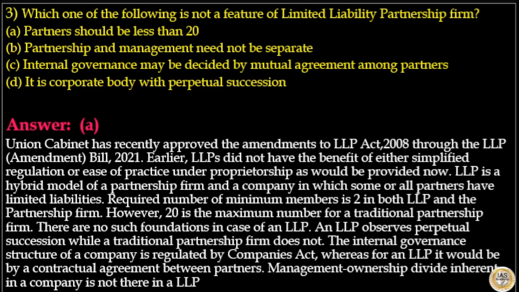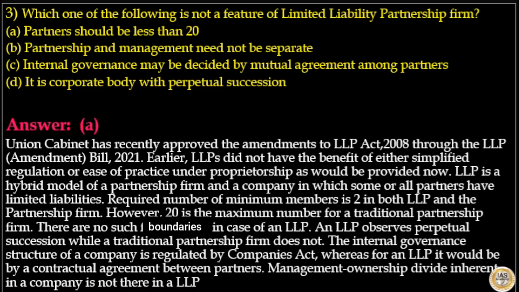Option A is incorrect. Union Cabinet has recently approved the amendments to LLP Act 2008 through the LLP Amendment Bill 2021. Earlier, LLPs did not have the benefit of either simplified regulation or ease of practice under proprietorship as would be provided now. LLP is a hybrid model of a partnership firm and a company, in which some or all partners have limited liabilities. Required number of minimum members is 2 in both LLP and partnership firm. However, 20 is the maximum number for a traditional partnership firm.